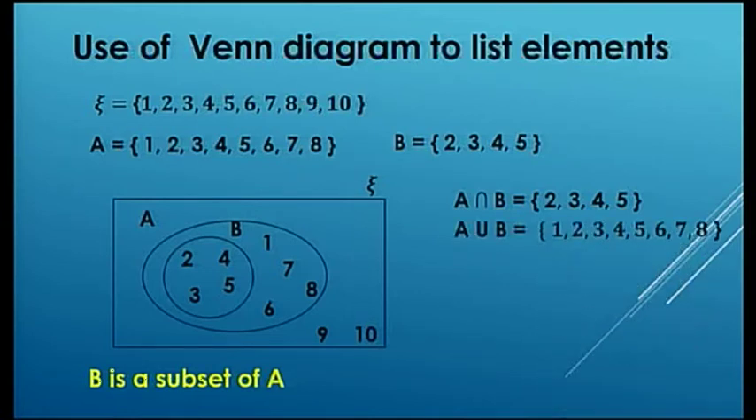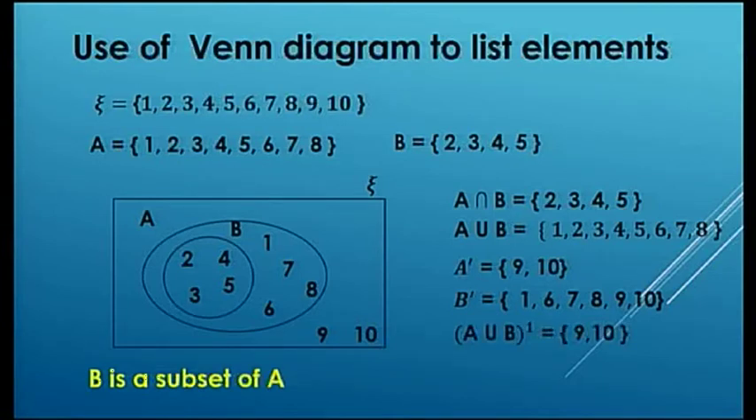This is A union B. This is A dash. A dash means outside A. We have numbers 9 and 10. But concerning B dash, outside the set B, we have 1, 6, 7, 8, 9, and 10. Here, A union B dash, outside both circles, we have the numbers 9 and 10.